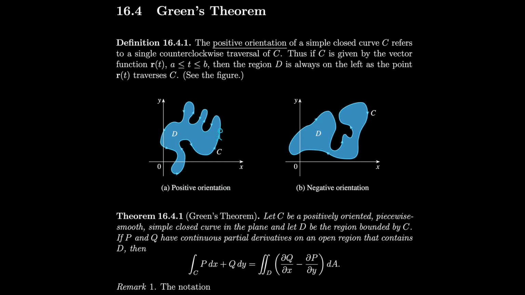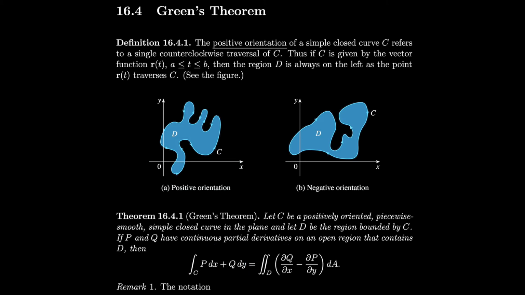So we need this definition because Green's theorem says that if C is a positively oriented, piecewise smooth, simple closed curve in the plane, so one of these guys, and D is the region bounded by C, then if P and Q have continuous partial derivatives on an open region that contains D, then the line integral of P dx plus Q dy will be equal to the double integral of the partial of Q with respect to x minus the partial of P with respect to y.